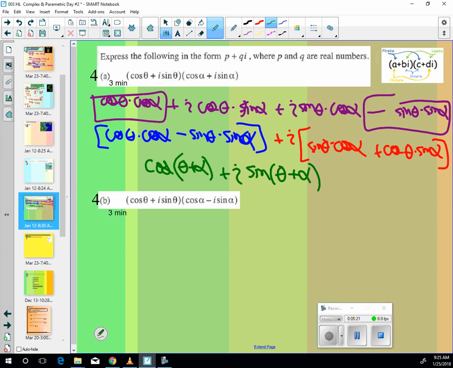All right, so you try this one. Cosine theta plus i sine theta over cosine alpha minus i sine alpha. Now, does anybody want to take a wild guess on what this is going to be? When we multiplied, we added these. Want to take a wild guess what's going to happen when you divide? You think it's going to be subtract? Prove it.